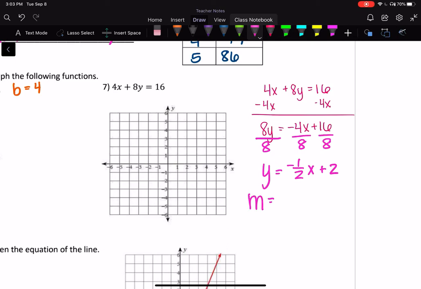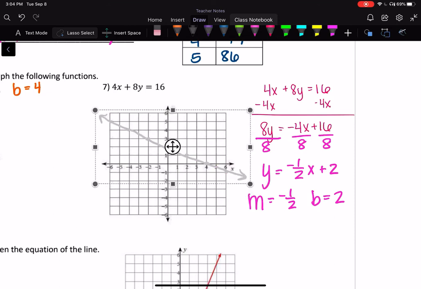So I know that my slope is -1/2 and my y-intercept is 2. So I go down 1 over 2, down 1 over 2, so on and so forth until I get all of my points plotted on my graph, and then I will connect them together. That changed on me. Sorry about that. That's going to bug me if I don't change it back. There we go.